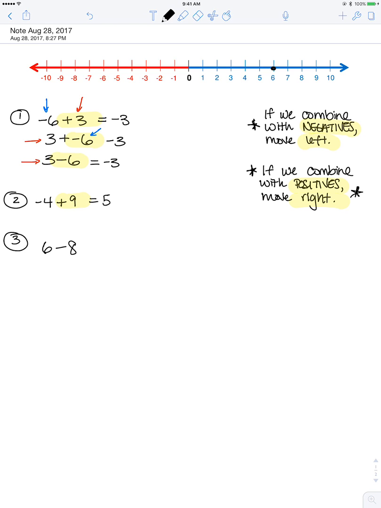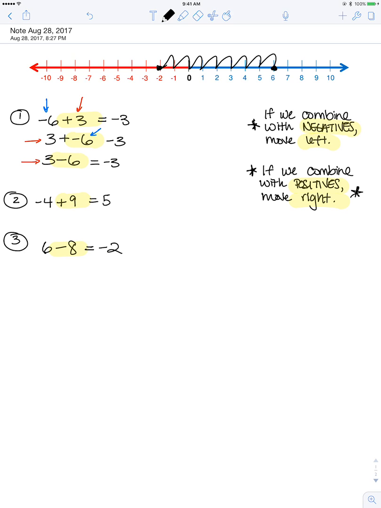So I'm going to put a point on positive 6. And I'm combining this with a negative number. Even though I read this as 6 minus 8, I start to connect that minus sign to the number that it is in front of. So this minus sign ties as a negative to the 8. So since I'm combining it with a negative, I move 8 spaces to the left. 1, 2, 3, 4, 5, 6, 7, 8. And I end up at a negative 2.